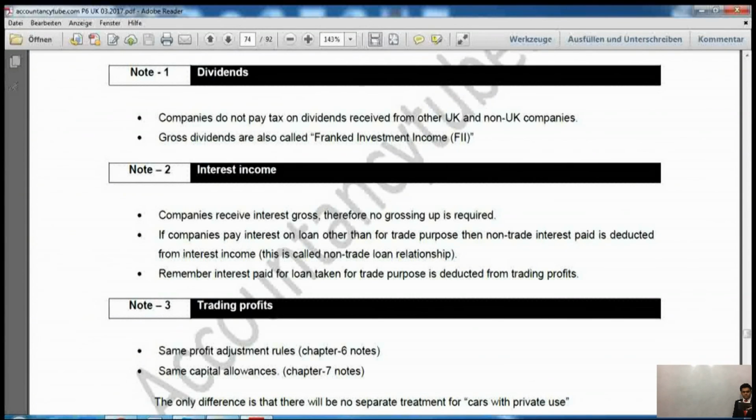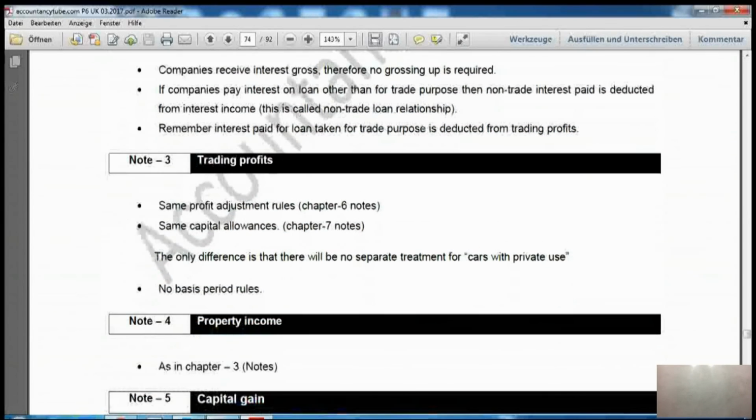All right? And after that, it tells us interest income. Companies receive interest gross, so no grossing up needed. If a company pays interest on a loan other than for trade purposes, so non-trade purposes, then the non-trade interest paid is deducted from interest income. This is called non-trading loan relationship. I have already explained that. And if interest is paid on a loan taken for trade purposes, then it will be deducted out of the trading profits. We already know it.